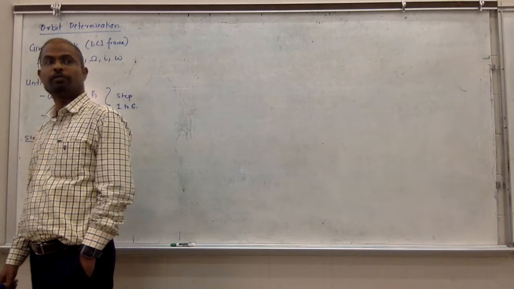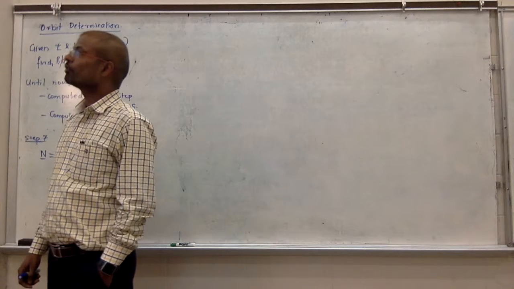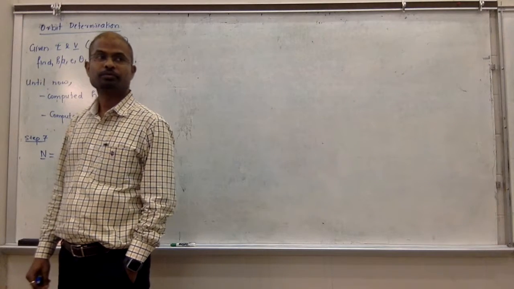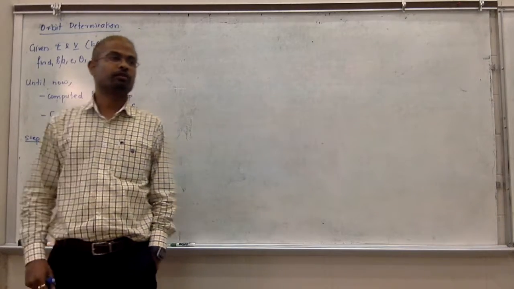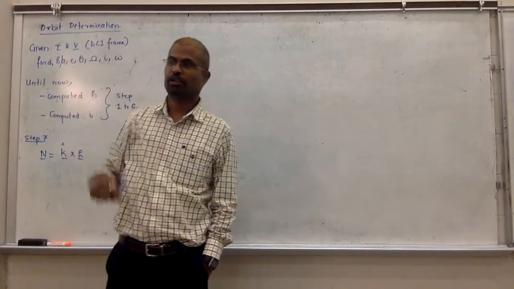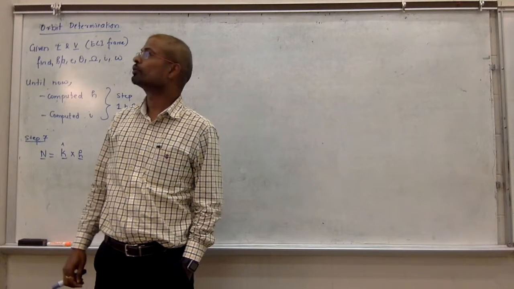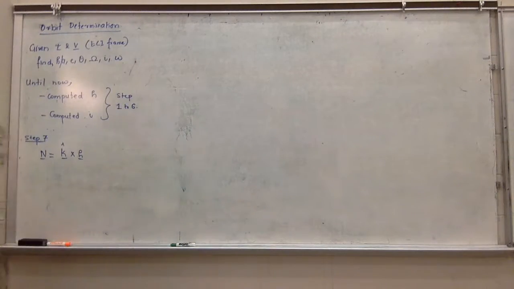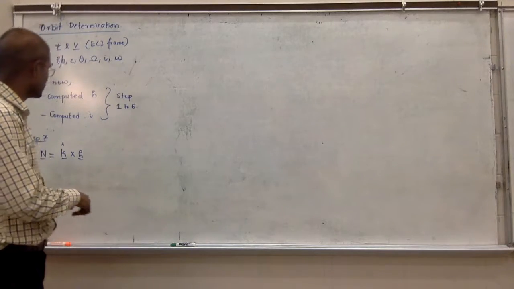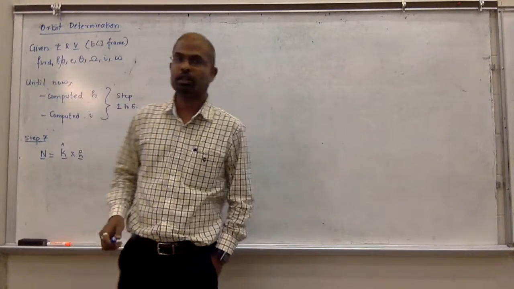Line of nodes. Line of nodes in what direction? The line of nodes itself is a line, right? What direction is it? It's the ascending node direction. Okay, it's this line, pointing in this direction.